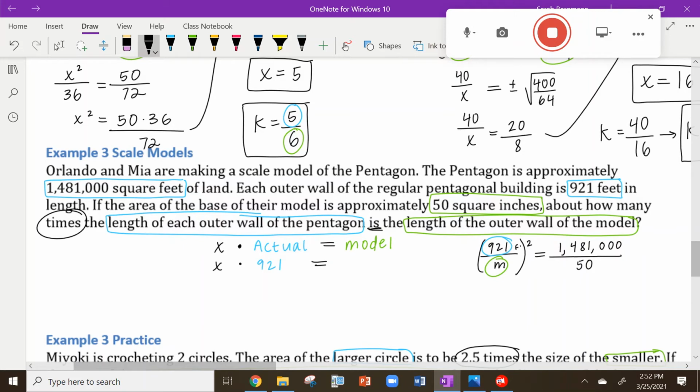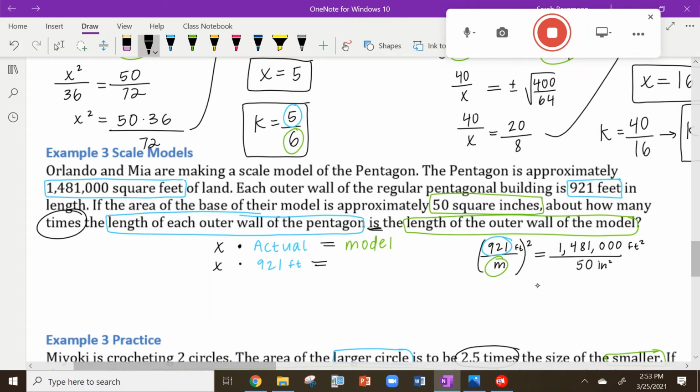So this is in feet, this is in feet squared. The model is in inches squared. So it's okay, my model is going to end up in inches, so that's fine. I just have to make sure I'm consistent once I get to my equation. So let's see if we can solve this.